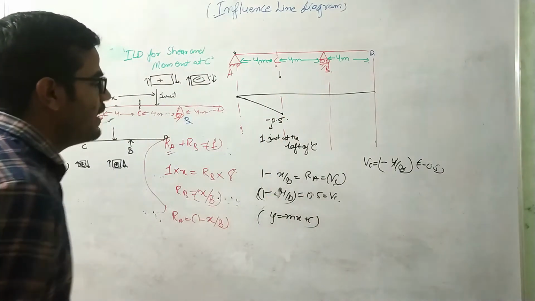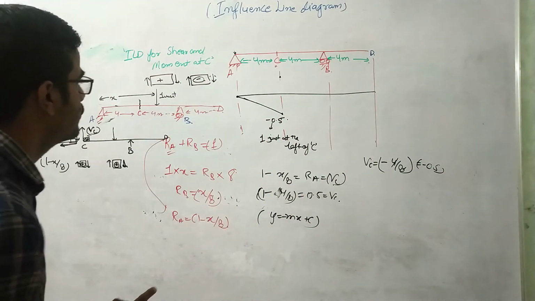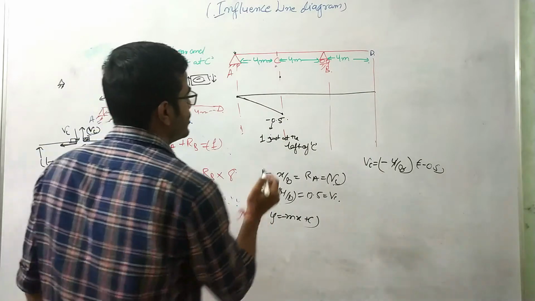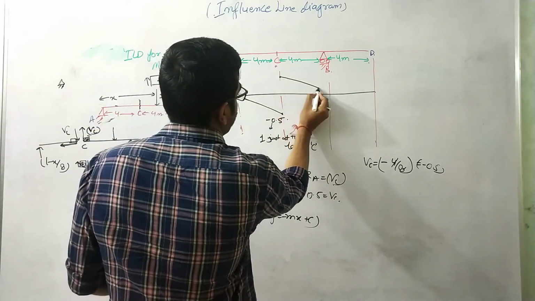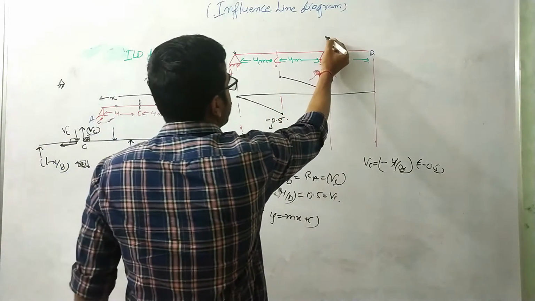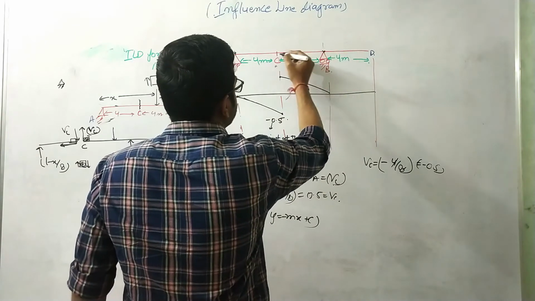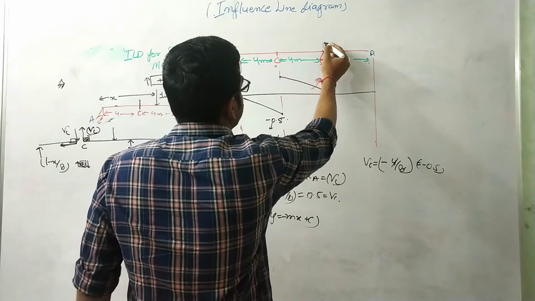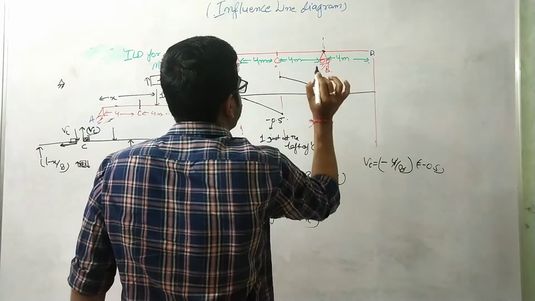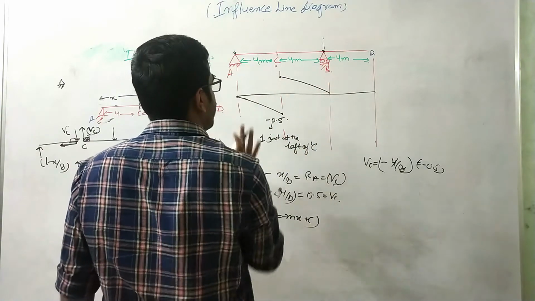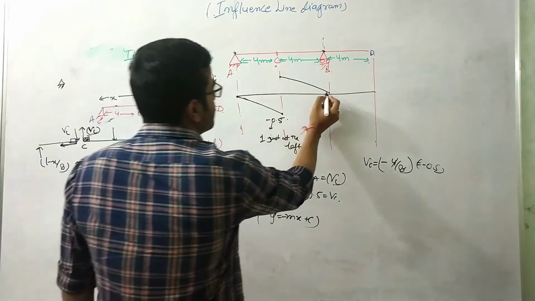Okay. So when x equals 8, the shear force at this section will be 0. When the unit load acts at this support, the shear force at this section will be 0. Why 0? Because this load is taken care of by this support completely. No load will transfer to A, right? So this is our case.